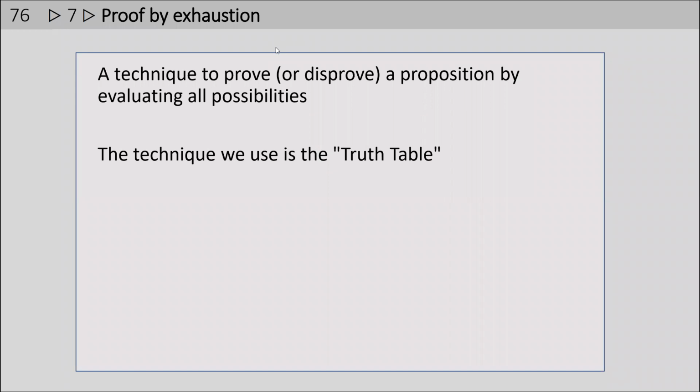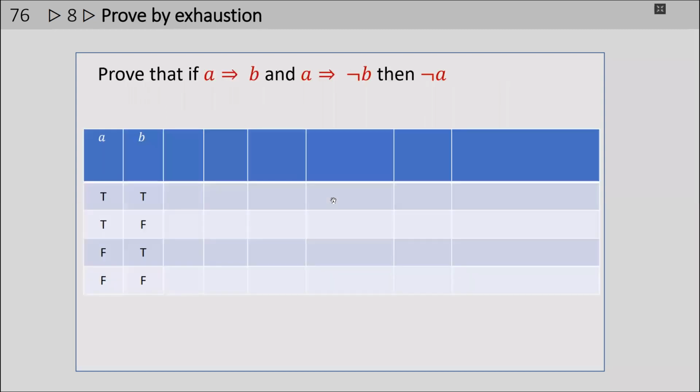The second way to prove things is proof by exhaustion, or in some other textbooks it is called proof by cases. It is a technique to prove or disprove a proposition by evaluating all the cases, all the possibilities. We dealt with something similar before, which is to prove or calculate something using a truth table for propositional logic.